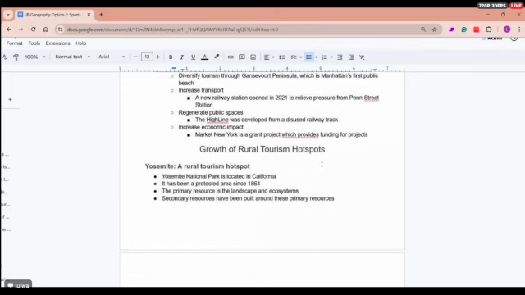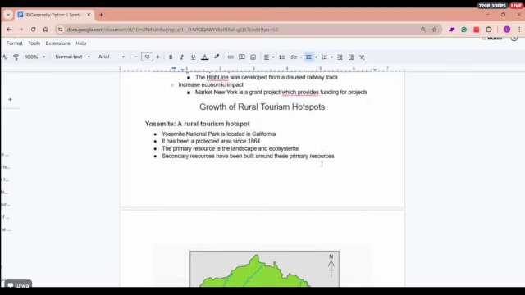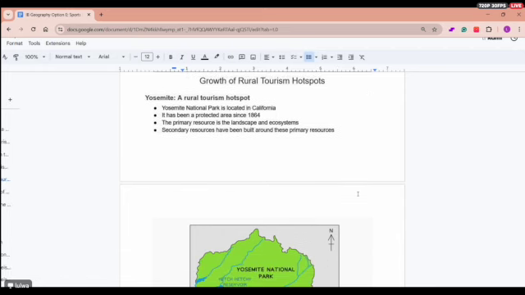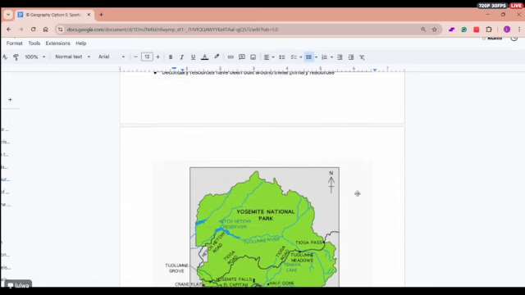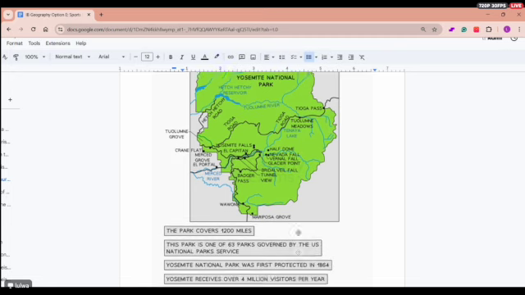So what about growth of rural tourism hotspots? So you have Yosemite, which I don't know if I'm pronouncing it correctly, but it's okay. Or Yosemite, something like that. It's a national park in California, and it has been a protected area since 1864. And the primary resource is the landscape and ecosystems. However, there have been secondary resources that have been built above it.